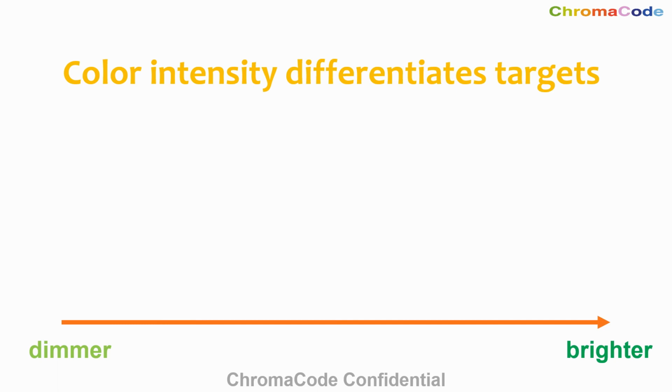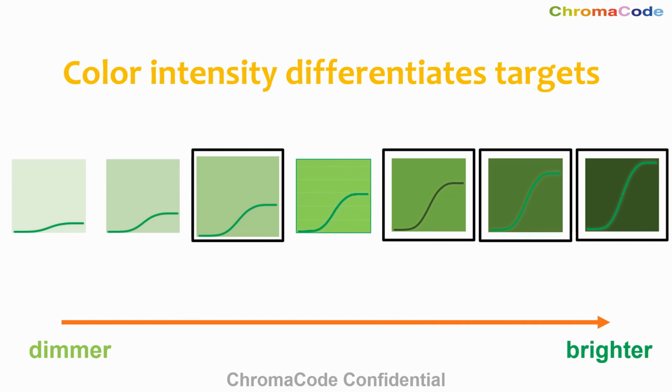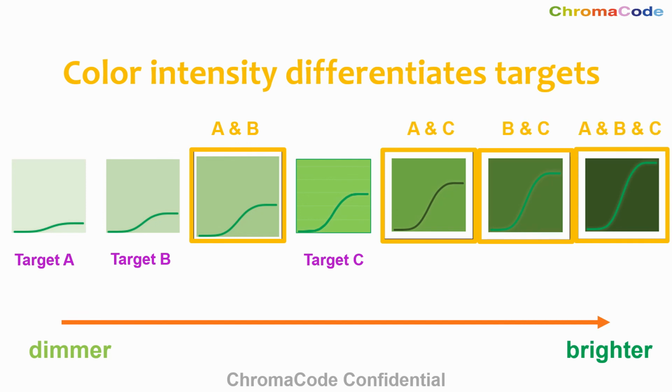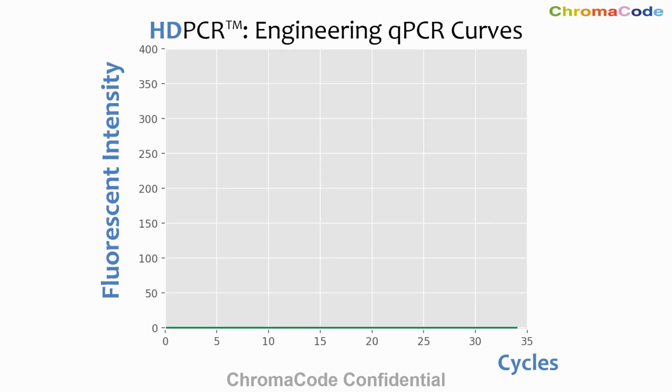One of the aspects we engineer is the color intensity of each curve. With HDPCR, each target that's measured in a single color channel has a unique curve intensity. For example, if target A is present, it generates a curve with a brightness of 50. If target B is present, it generates a curve with a brightness of 100. And if target C is present, it generates a curve with a brightness of 200. However, every combination of targets also has a unique brightness. Let's take another look at how this works.